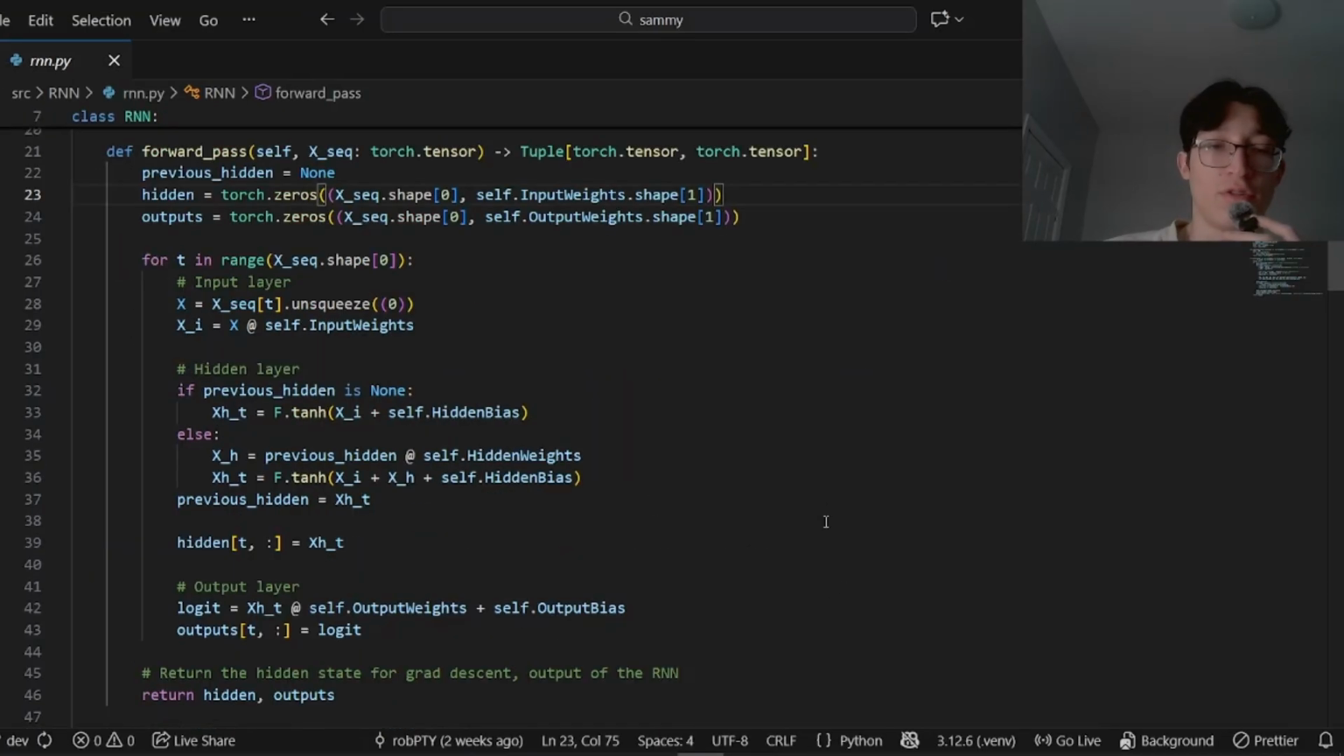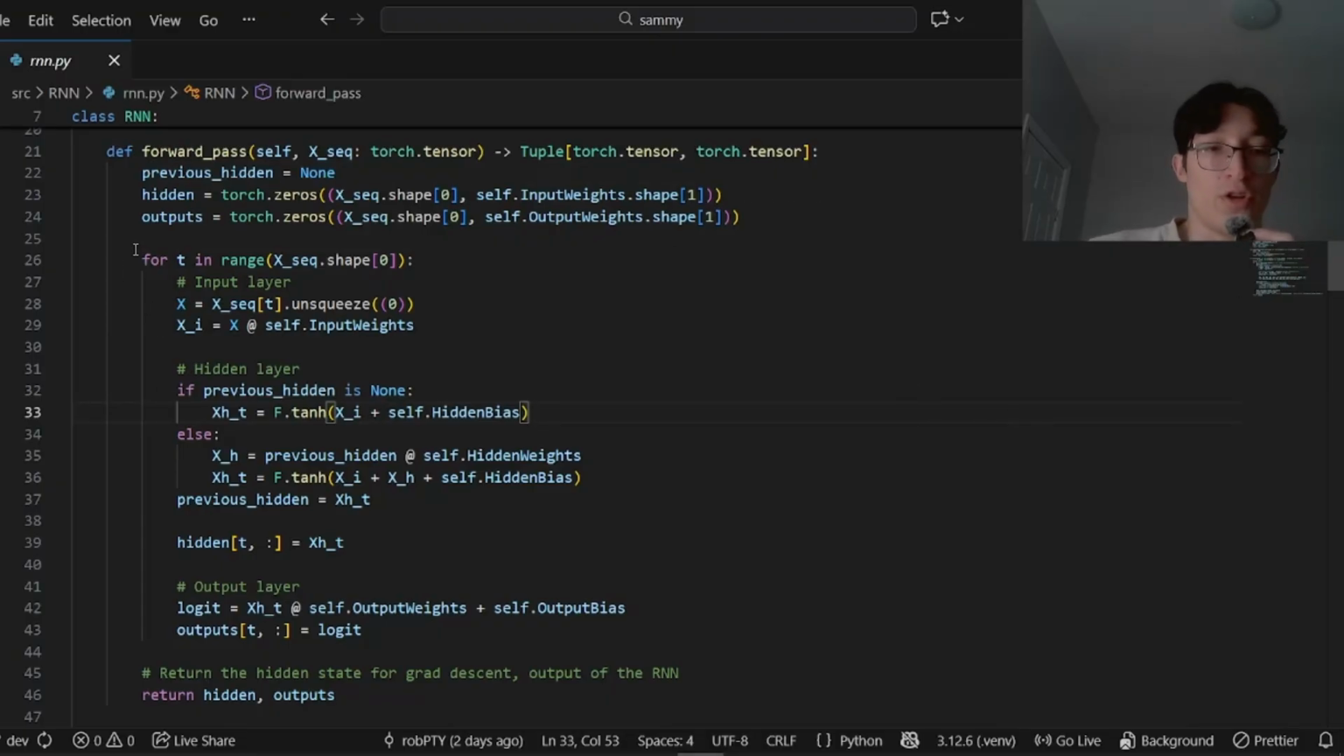Then when it comes to the forward pass, it's very similar to the process that I mentioned earlier. You have hidden state and output states. You initialize these to 0, and you need to store these for backprop. But you initialize these to 0 because originally there is no hidden state. And that's something that we're going to see with this value here, previous hidden. It starts as None because at time step t equals 0, there's no hidden state.